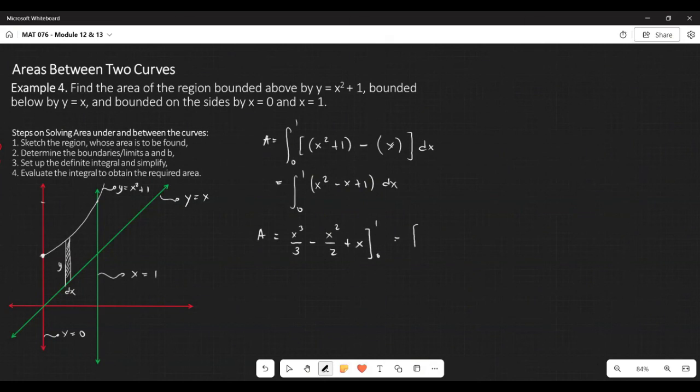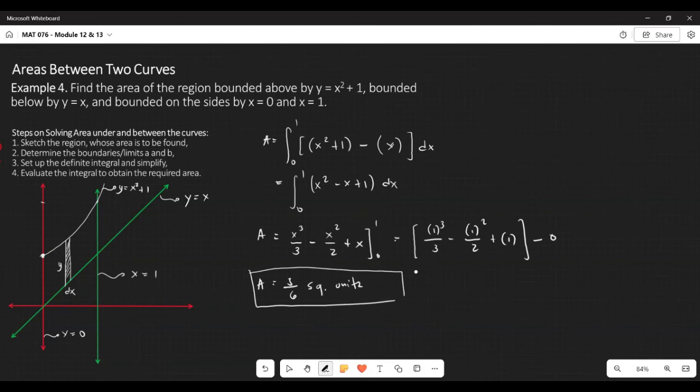So upper limit natin is 1. So 1 cubed over 3 minus 1 squared over 2 plus 1. So yung next natin is yung lower limit, but since 0 lang siya, and lahat yan is may x na variable, so 0 lang din yung magiging sagot niya. So A is equal to, simplify natin yung buo na yan, yan class ay equal sa 5 over 6 squared units. So huwag niyo kakalimutan yung inyong units. Okay?